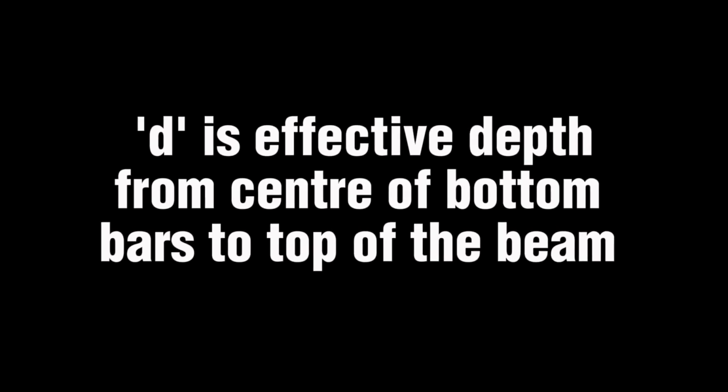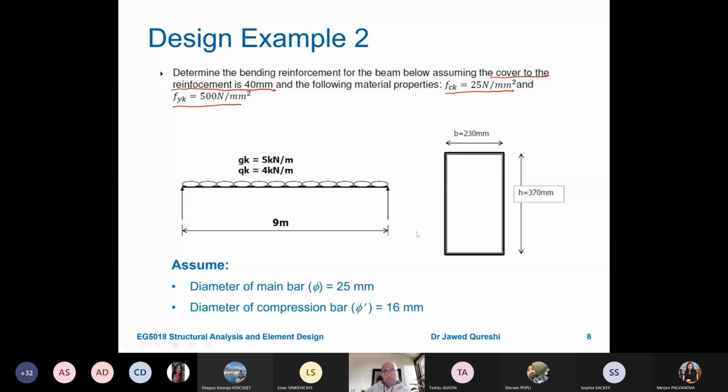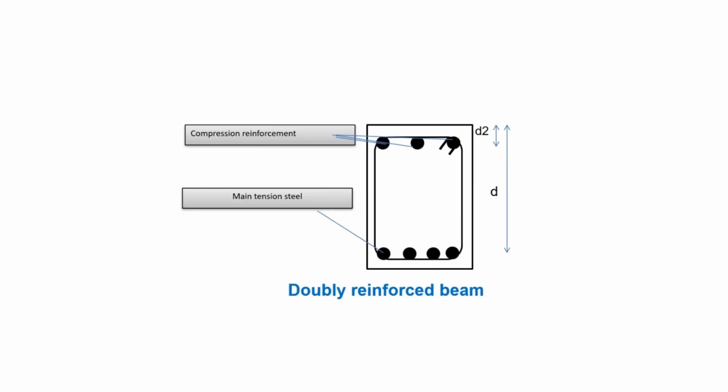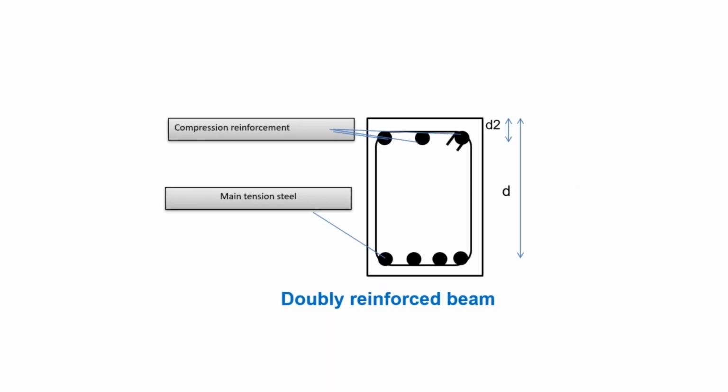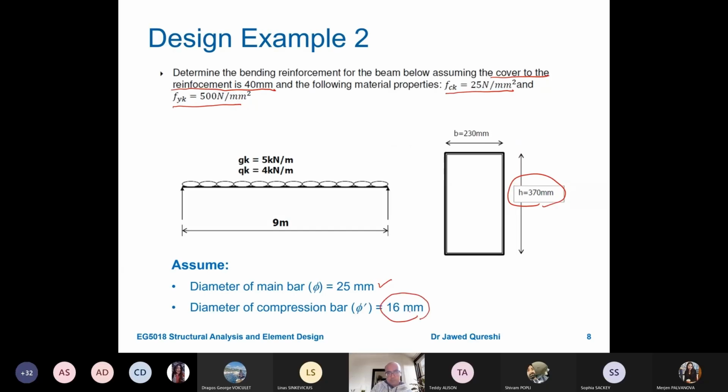Now here we have to assume something. For main bars, meaning the tension bars, we are assuming that their diameter is 25. Now why are we assuming it? The reason is that we want to work out this D, because D is not given here. D is the distance from the center of tension reinforcement to the top fiber. And the diameter of compression bar, phi dash, is assumed to be 16 millimeter.